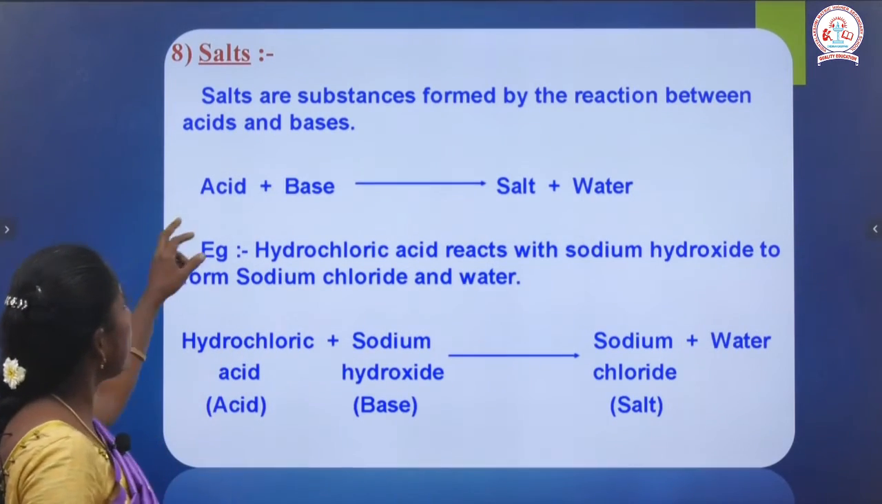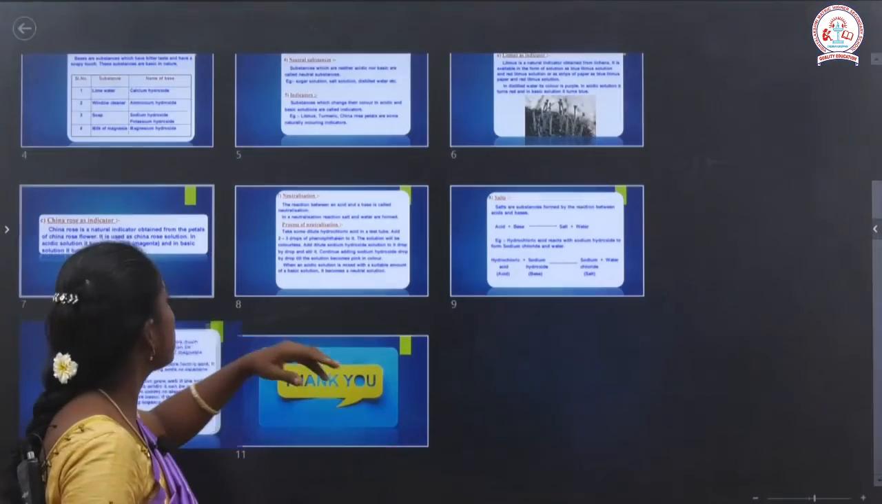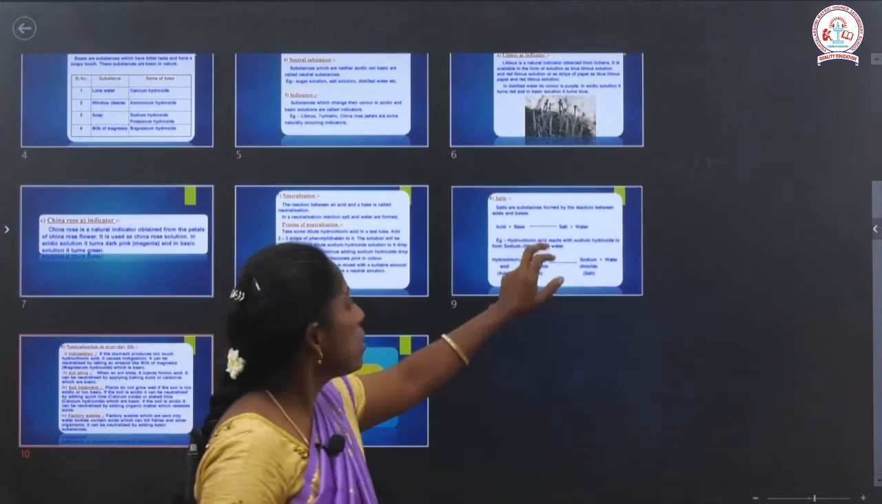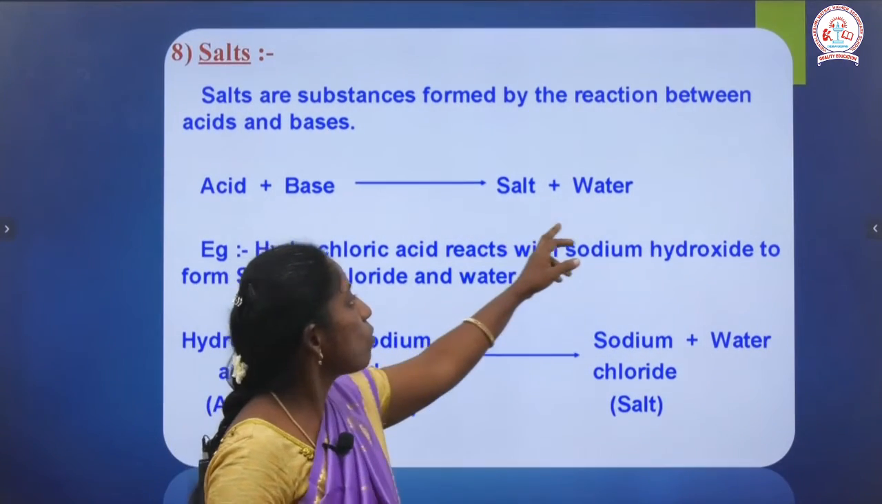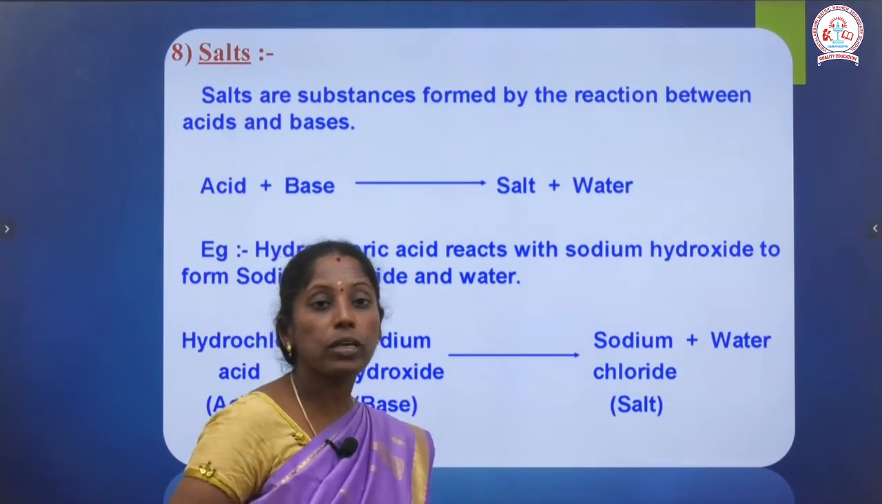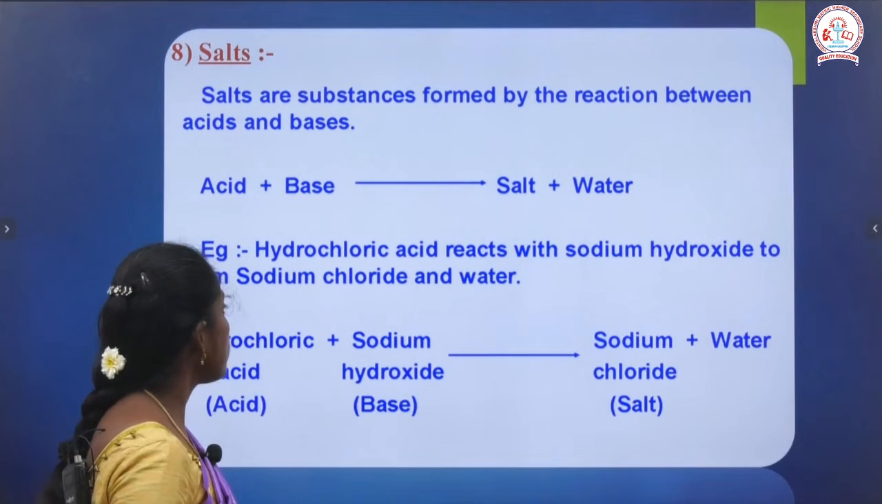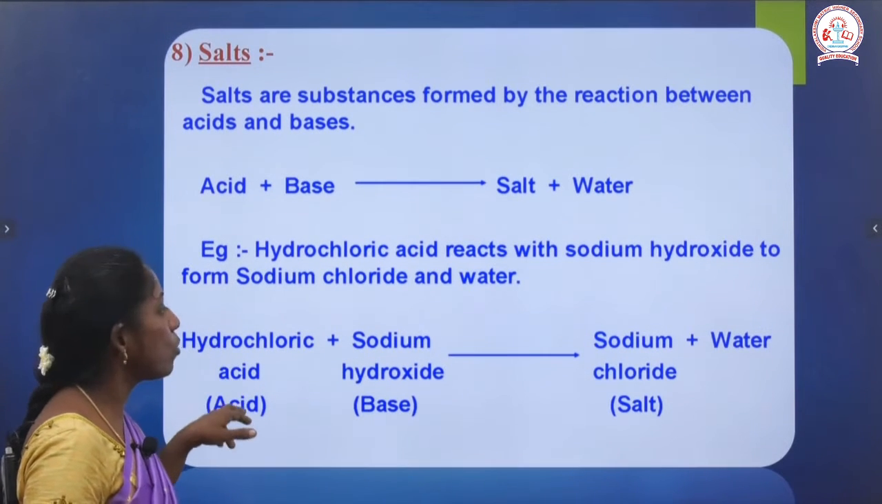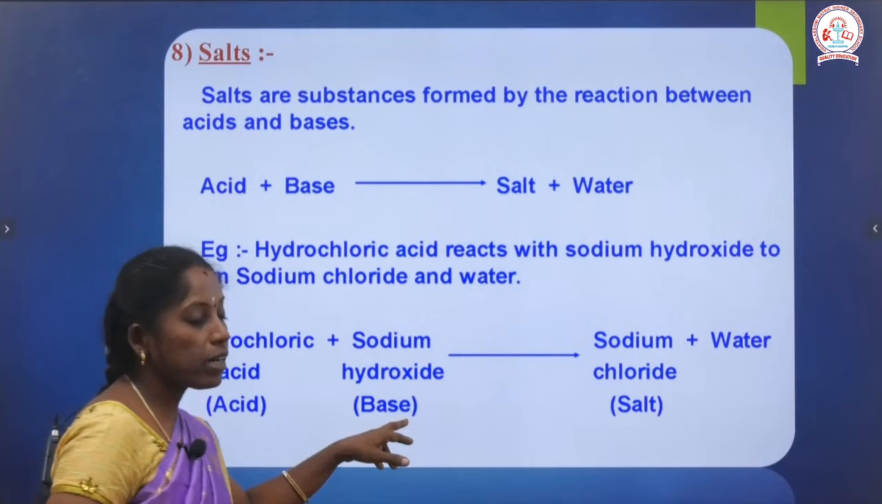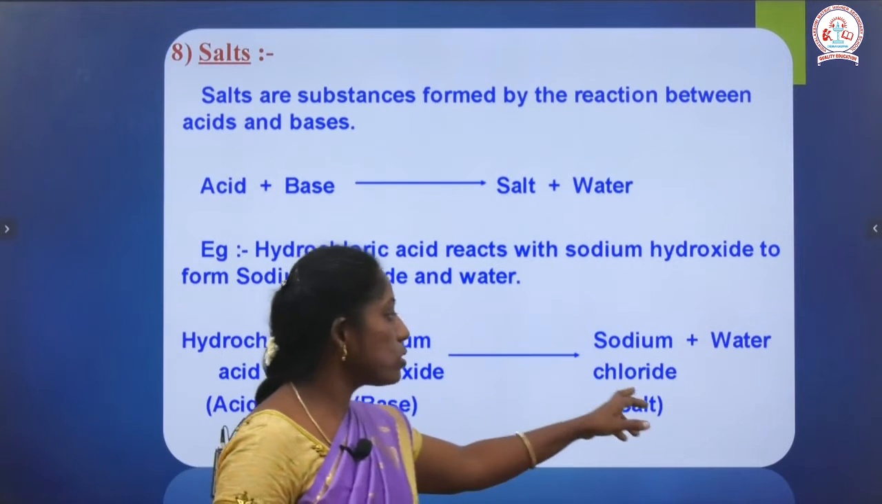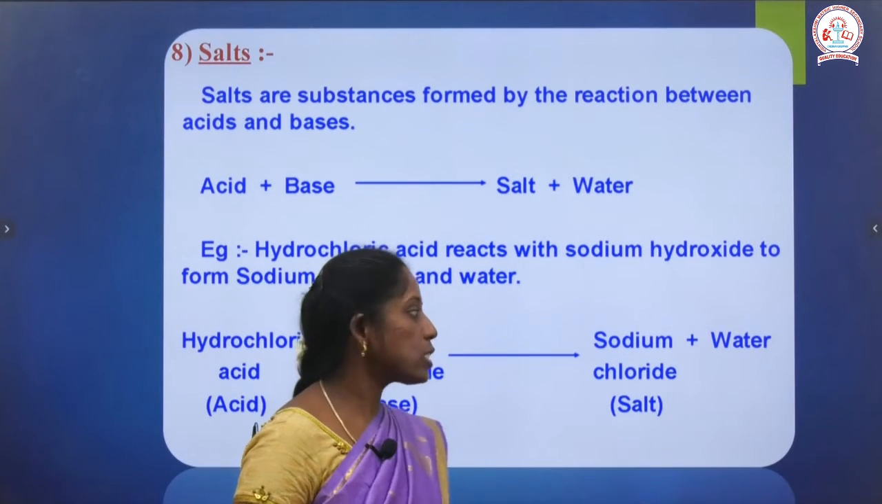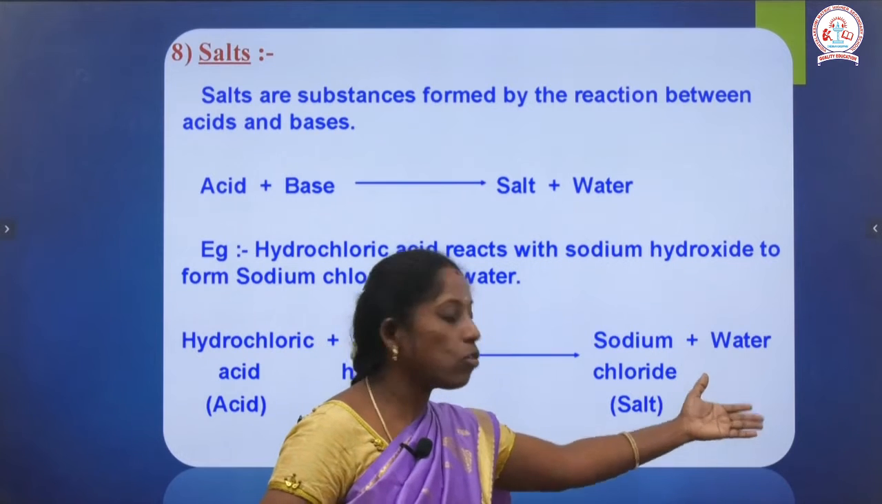So here I can take acid plus base, it gives salt and water. This reaction is the neutralization reaction. Here I take hydrochloric acid as the acid and sodium hydroxide as the base, then it gives sodium chloride as the salt, and another one is water.